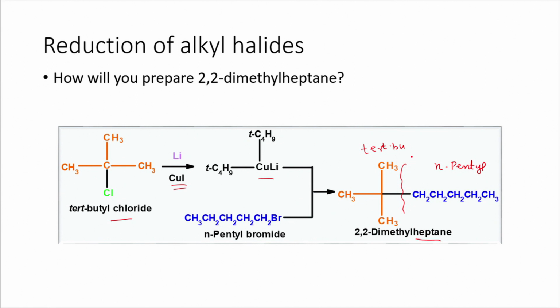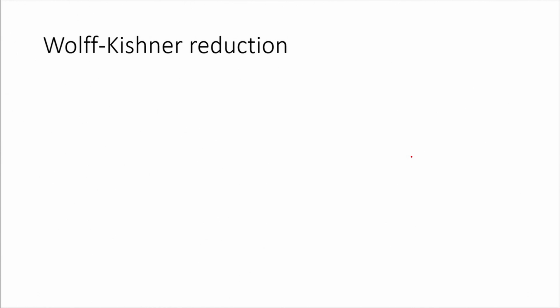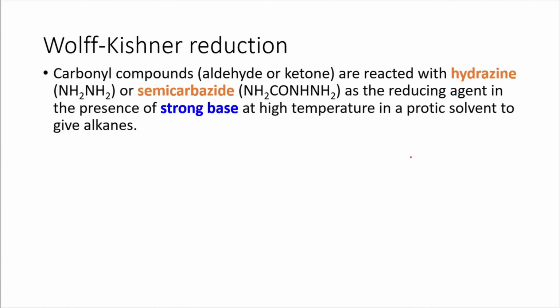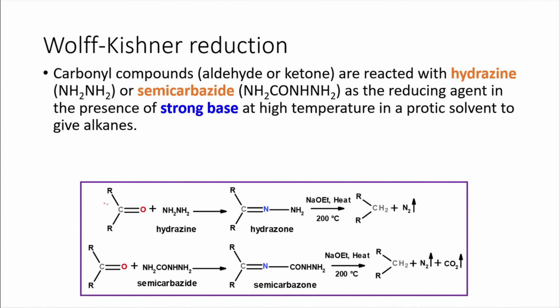So, this is the advantage of using the Corey-House reaction. Next, we will move on to the Wolff-Kishner reduction, which is a carbonyl reduction. So, basically carbonyl compounds; here we have a ketone, R and R, two alkyl groups are present.